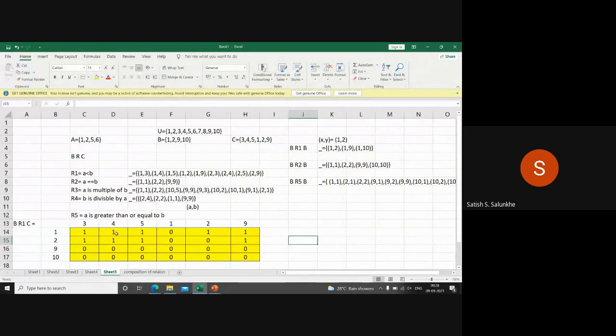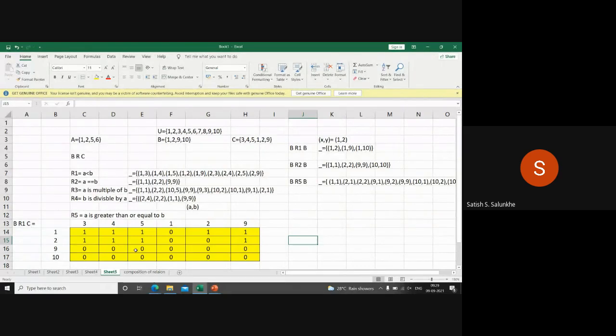By looking at this, you can identify the cardinality of the relation. You just have to count wherever there is a 1: 1, 2, 3, 4, 5, 6, 7, 8, 9. This is the cardinality of this relation, and these are the elements: (1, 3), (1, 4), (1, 5), (1, 2), (1, 9), (2, 3), (2, 4), (2, 5), (2, 9). These are the elements belonging to this relation.